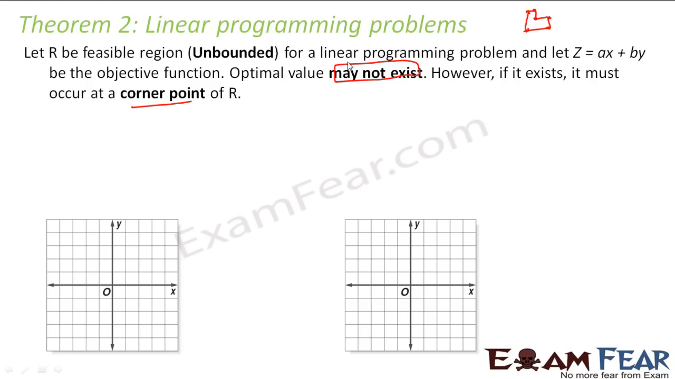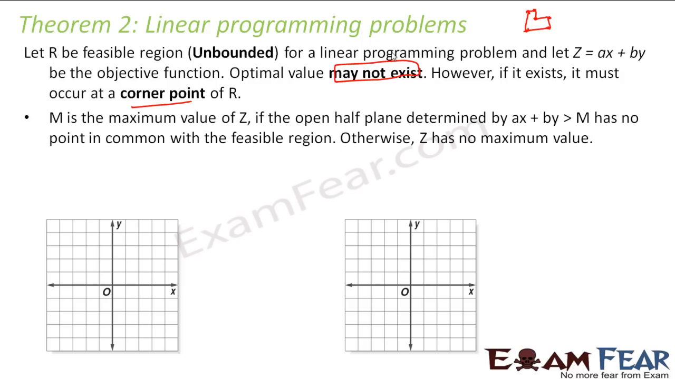Now the second question is how to find whether the optimal value exists or not. So let's suppose m is the maximum value of this objective function z, so I want to maximize the profit, and I got some 3 points. For example, I got something like this.